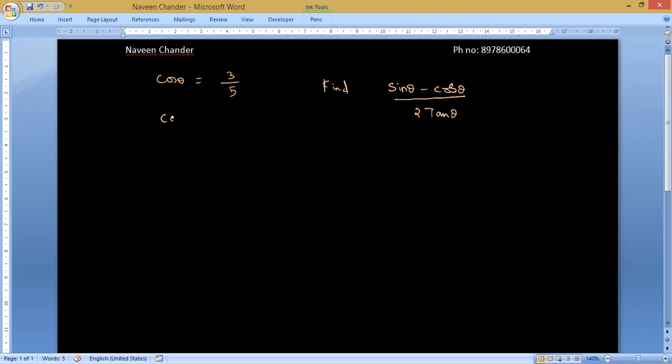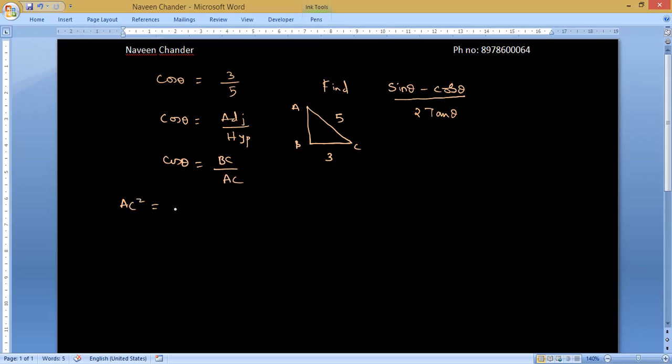So what is cos? Cos is adjacent by hypotenuse. Right angle triangle A, B, C. According to the right angle triangle, cos will be BC by AC. So in the place of BC, we'll write 3. In the place of AC, you will write 5. Now, AB we don't know. So we'll find AB using the Pythagoras condition.